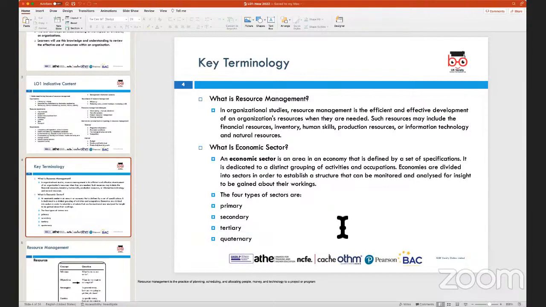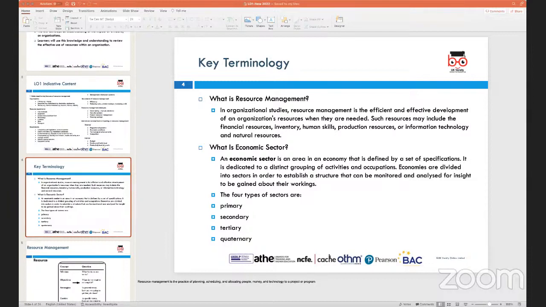Now, when you talk about economy, economy is basically the main engine of the country, essentially. So when we talk about economy, it talks about the basics of a system which consists of production, distribution, and consumption of goods.